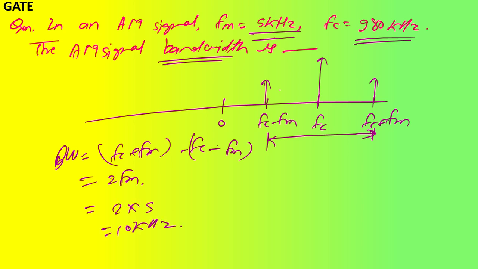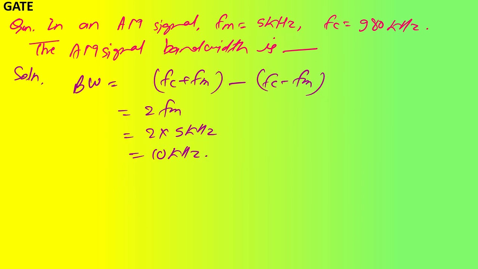This is how you can find out the bandwidth of your amplitude modulated signal. The carrier frequency actually doesn't take any role in determining the bandwidth of an amplitude modulated signal. It is all about the message signal frequency.